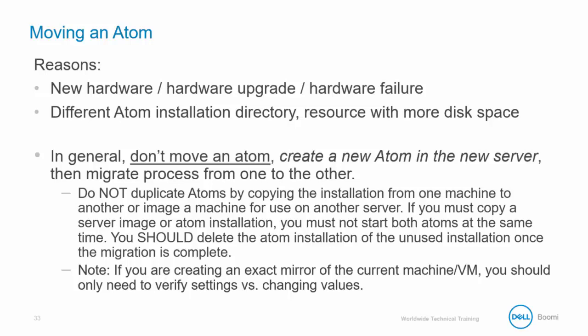Create a new atom in the new server and then migrate processes from one to another. Do not duplicate atoms by copying the installation from one machine to another, or image a machine for use on another server. If you must copy a server image or atom installation, you must not start both atoms at the same time. You should delete the atom installation of the unused installation once the migration is complete.